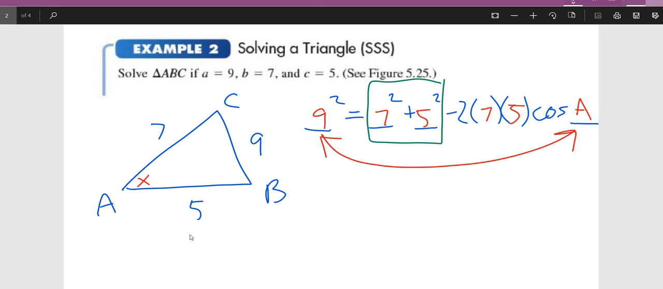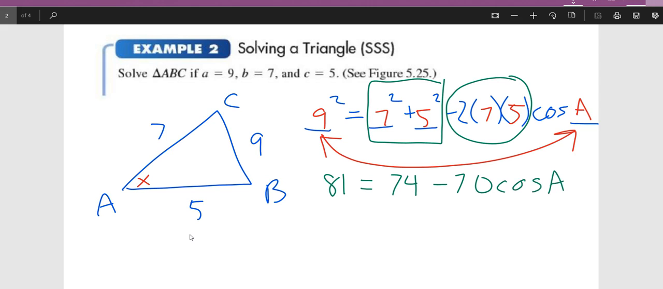Okay, what is 7 squared plus 5 squared? Yeah, well, what do you get? 49 plus 25. 74. Is that right? Okay, yep. And what is this thing right here? Negative 70 cosine A. Don't you dare subtract 74 and 70. Don't you dare. Don't be that kid, folks.